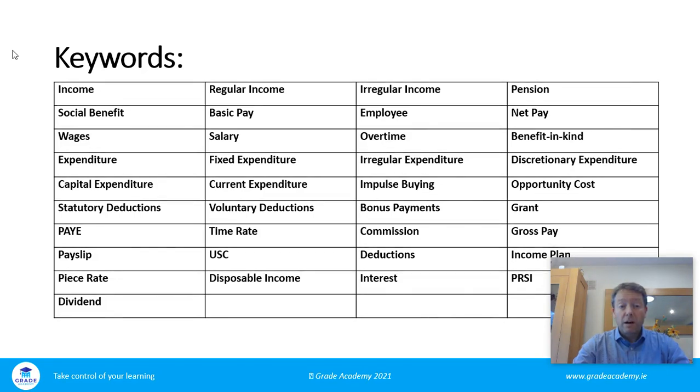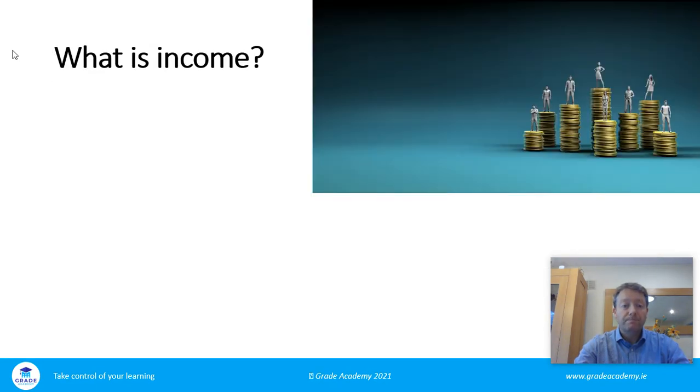So there are a lot of keywords in this unit. So there they are on the screen at the moment, and these will be explained in the video and the PowerPoint, and also they'll be available on the Microsoft Word version of the notes, along with maybe a mind map, and there is definitely some exam preparation at the end.